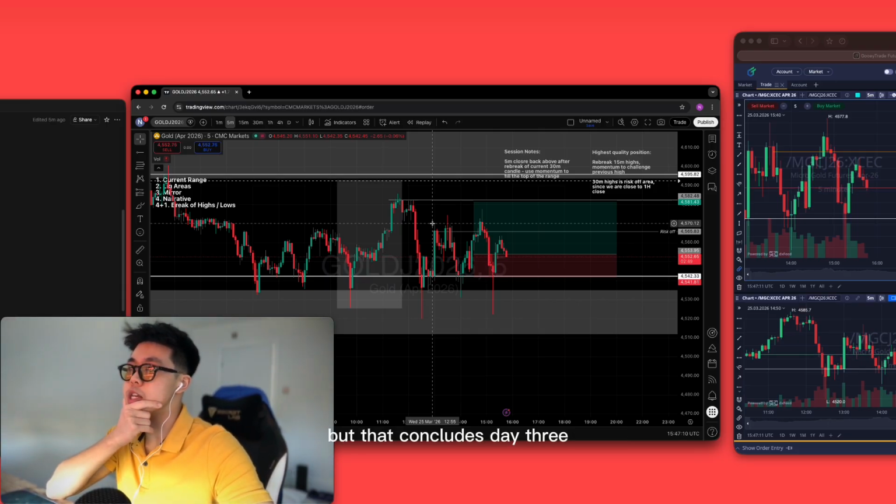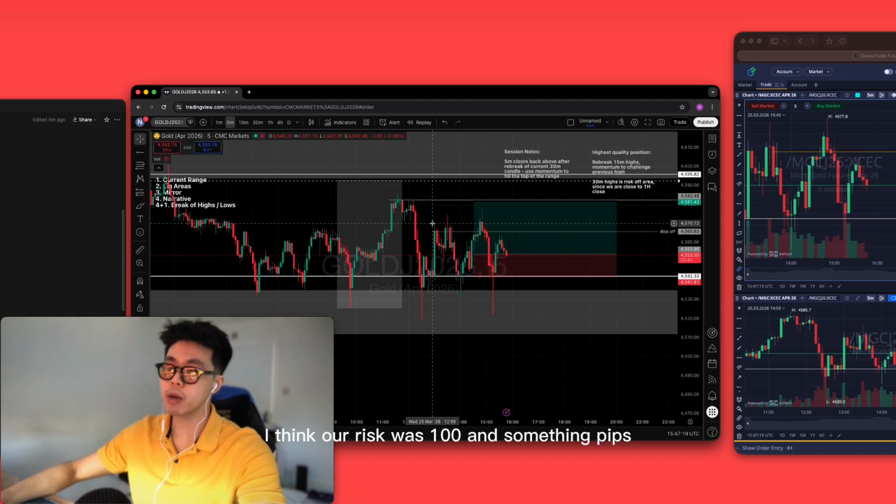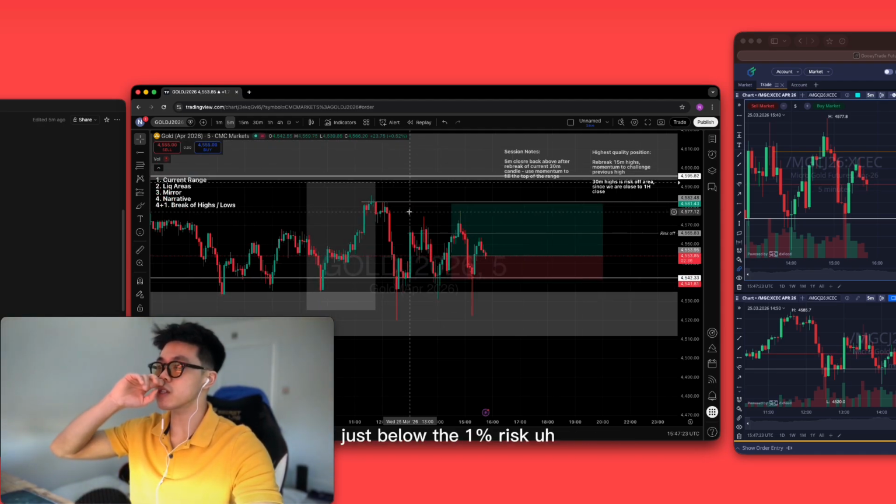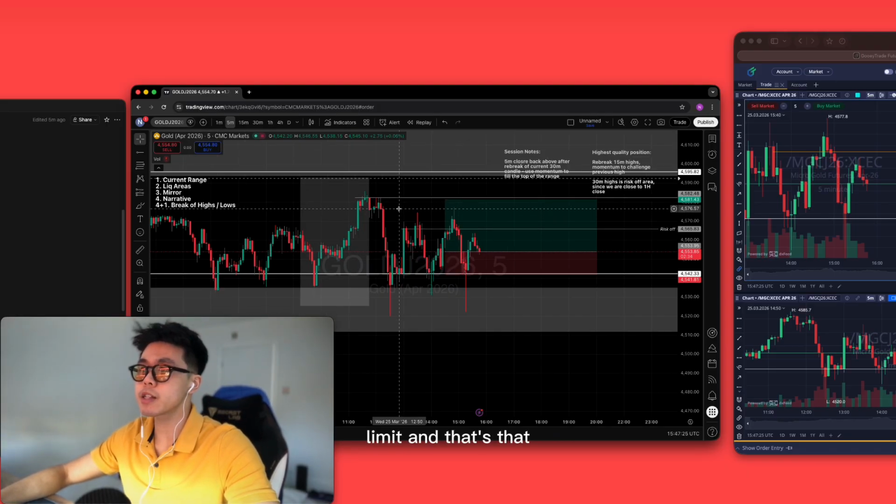But that concludes day 3. We're up 101 pips using 5 contracts today because our risk was fairly short. I think our risk was 100 and something pips. So a contract size of 5 made sense, just below the 1% risk limit. And that's that. So that's a wrap for the day. We'll come back tomorrow and see how we get on.